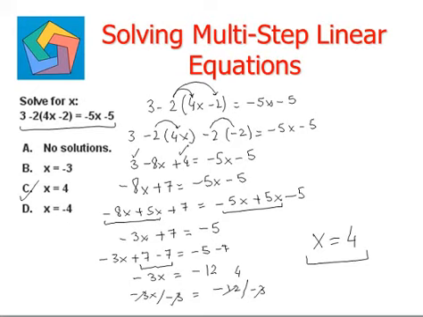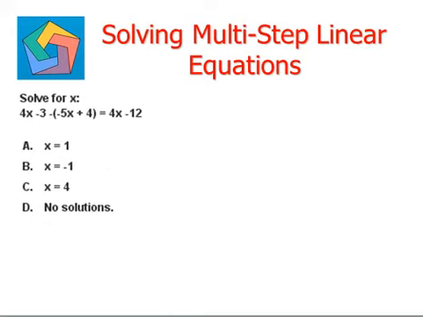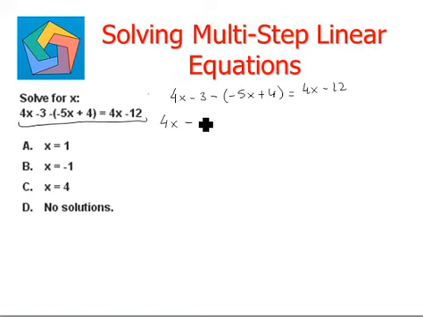Let's look at the next question. Solve for x and we're given this equation. Let's rewrite the equation. 4x minus 3 minus parentheses negative 5x plus 4 equals 4x minus 12. Let's simplify first. 4x minus 3, negative times a negative is a positive 5x, negative times a positive is a negative 4, equals 4x minus 12.